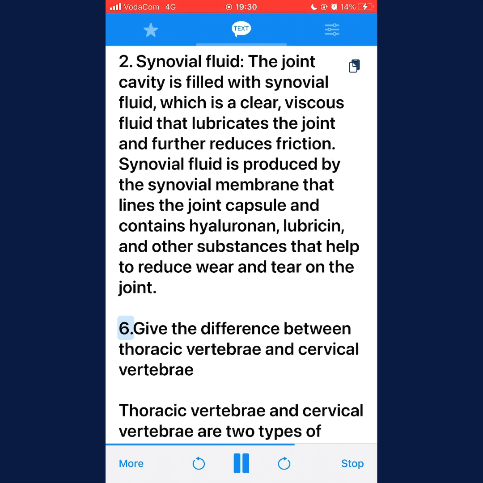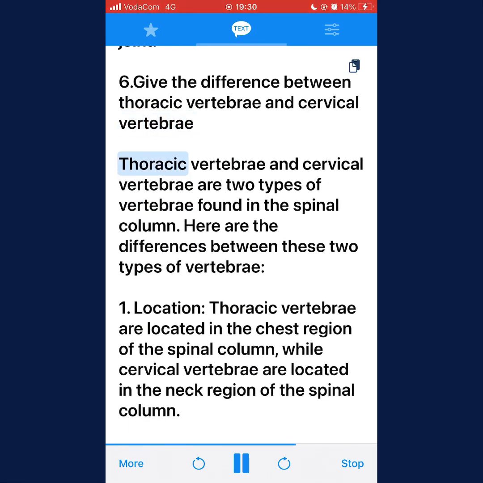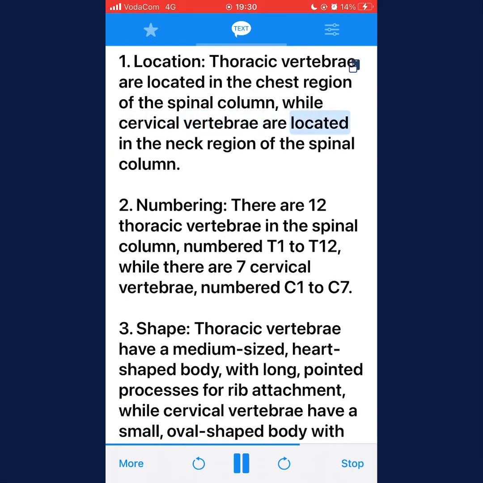6. Give the difference between thoracic vertebrae and cervical vertebrae. Thoracic vertebrae and cervical vertebrae are 2 types of vertebrae found in the spinal column. Here are the differences between these 2 types of vertebrae. 1. Location. Thoracic vertebrae are located in the chest region of the spinal column, while cervical vertebrae are located in the neck region of the spinal column. 2. Numbering. There are 12 thoracic vertebrae in the spinal column, numbered T1 to T12, while there are 7 cervical vertebrae, numbered C1 to C7.